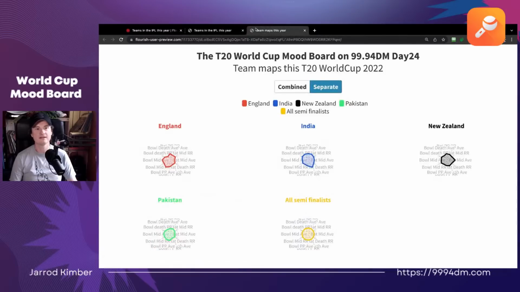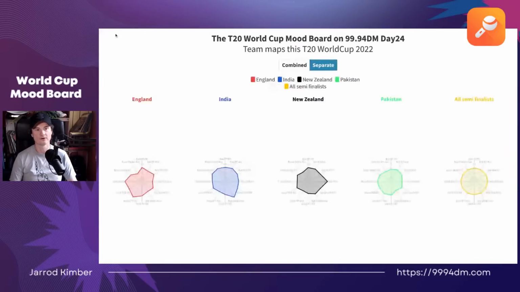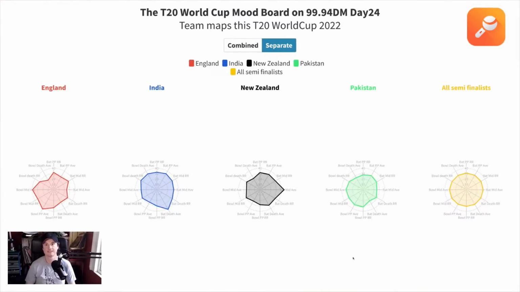So I've done a similar thing here for the World Cup mood board. I've used the data from T20 cricket so far this year. I haven't just used the IPL data, and I haven't just used the World Cup data. The reason for that is there's just not enough of it, and it's a bit varied. So I've gone back a little bit further.